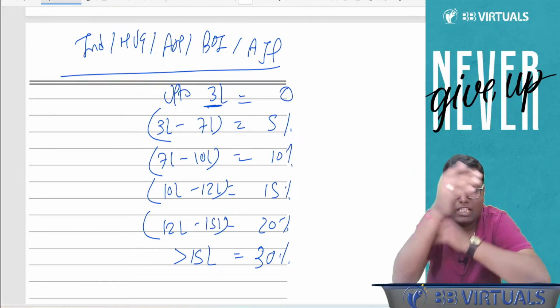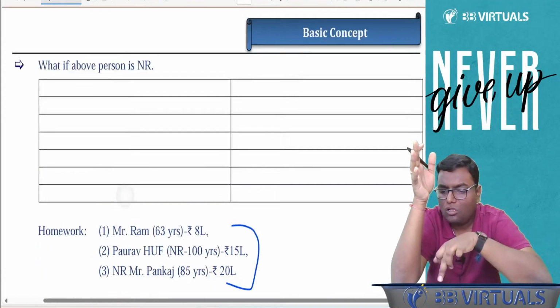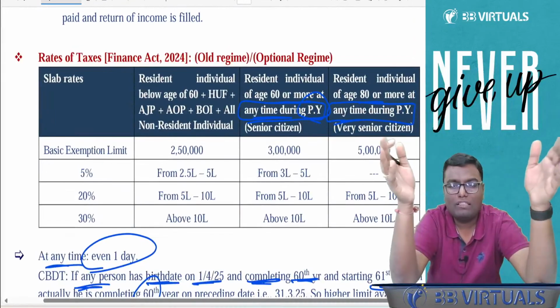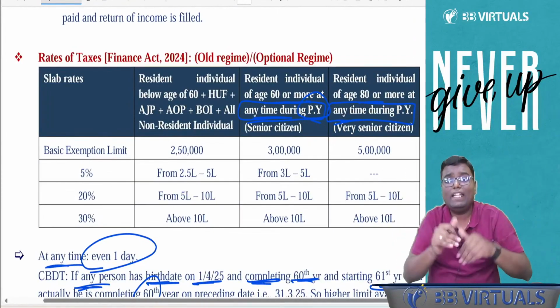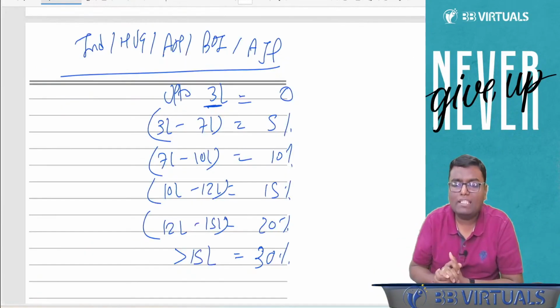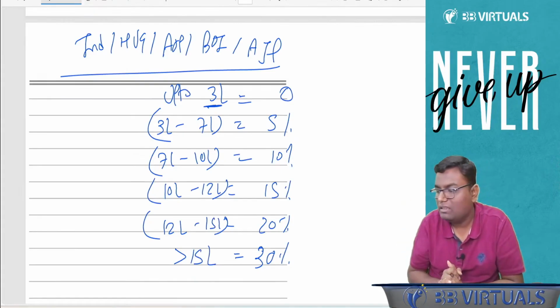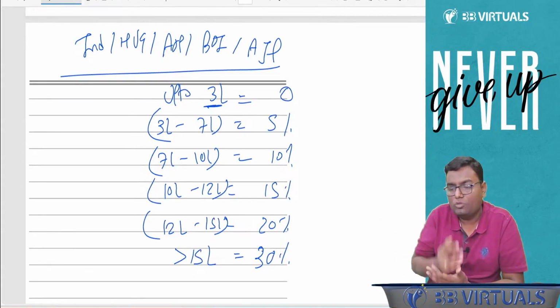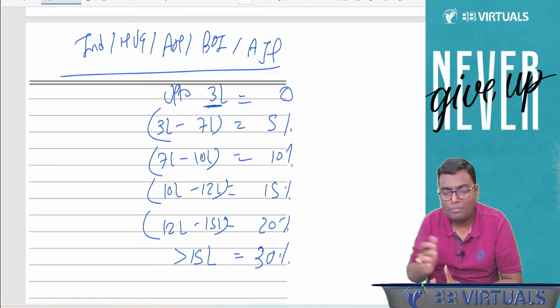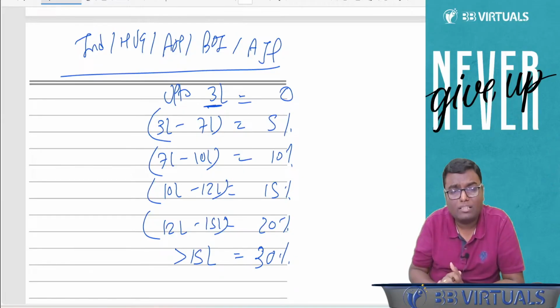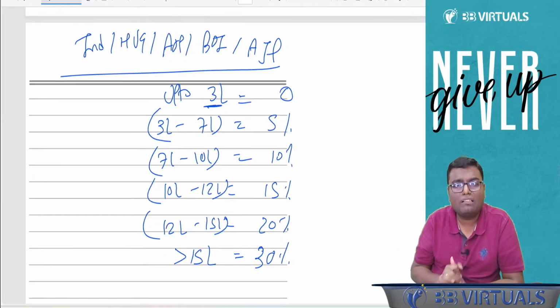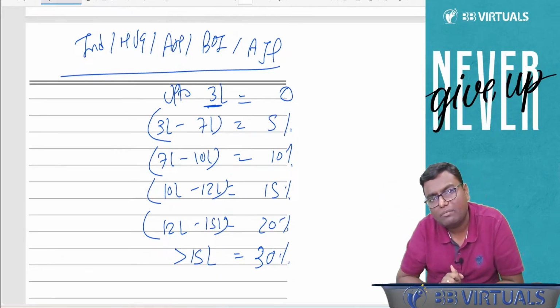In the lecture of yesterday, we saw this table, which is all about the 2,50,000 limit, for senior citizen 3 lakh, for very senior citizen 5 lakh. And now what I'm saying is, for all this, new tax rates are there: up to 3 lakh 0, 3 lakh to 7 lakh 5%, 7 lakh to 10 lakh 10%, 10 lakh to 12 lakh 15%, 12 lakh to 15 lakh 20%, more than 15 lakh 30%.